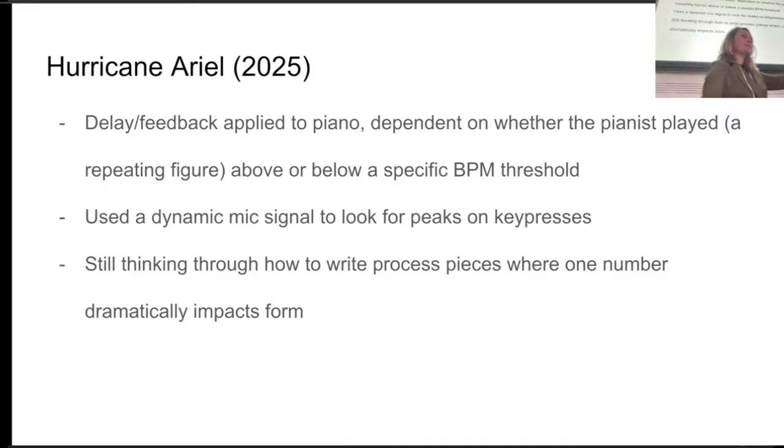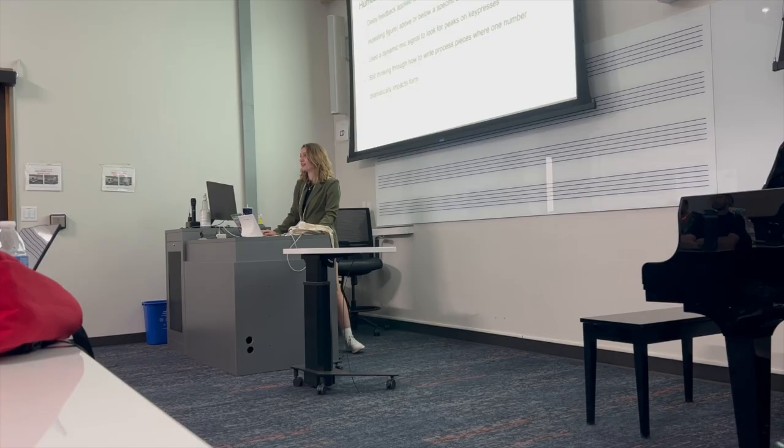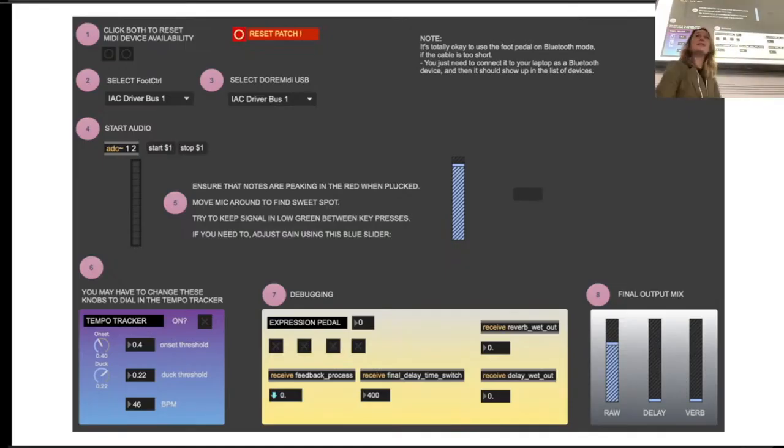So I used a dynamic mic, put it in the piano, measured key press peaks, and then through that sort of audio-based on-off system, I created a Max patch that looked for peaks and was able to report working BPM over time. And so I'm still thinking through how to write these pieces where only one number influences an entire system. Maybe this is interesting. This is what the presentation view of that piece looks like.